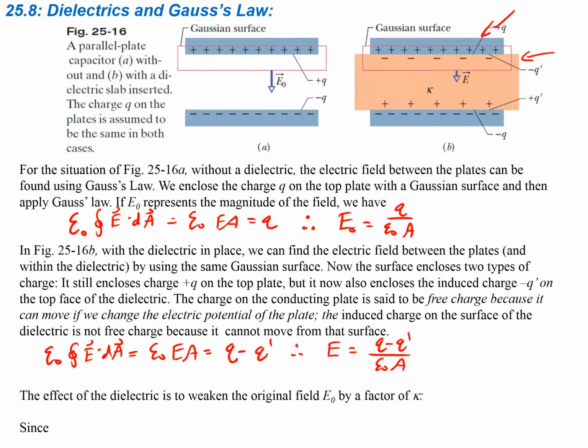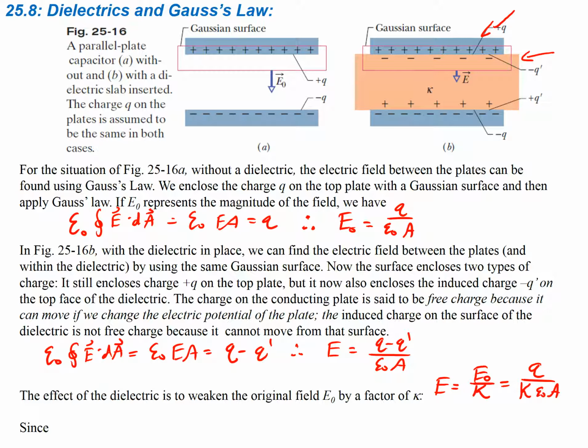So the effect of the dielectric is to weaken the original field, E naught, by a factor of kappa. So therefore our electric field is just going to be E naught divided by kappa. So we're going back to our original equation, so that's just going to be kappa times epsilon naught A. Right, so it's the original electric field without the dielectric divided by our kappa constant, because it's going to reduce the amount of charge.